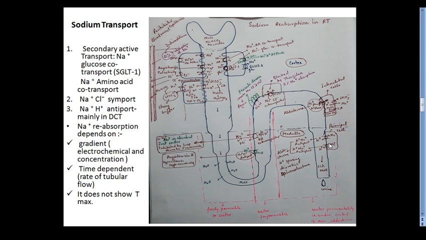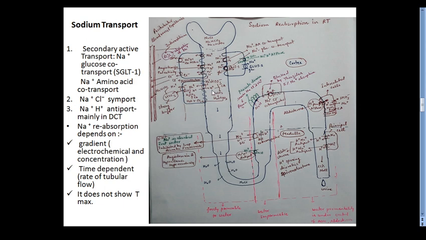So the reabsorption of sodium ion basically depends on two things: the electrochemical and concentration gradient generated by the sodium potassium ATPase, which is present on the basal side of the epithelial cell of the renal tubule, and the rate of tubular flow through the renal tubules. The rate of tubular flow also decides the reabsorption of sodium.